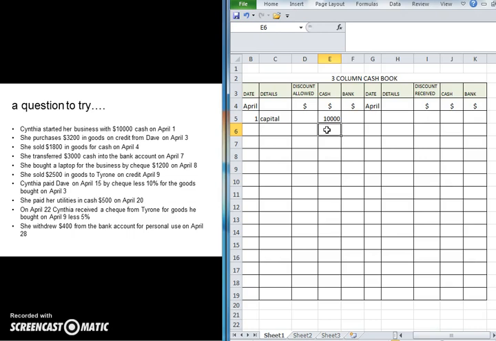But on April 4th, she sold $1,800 in goods for cash. Now if she sold the goods for cash, it means that she would have received the $1,800. So we receive on our left side. Remember, the left side of the book is the debit side. So on the 4th, she receives the money from selling goods, and sold goods is called sales, and it was $1,800 cash.